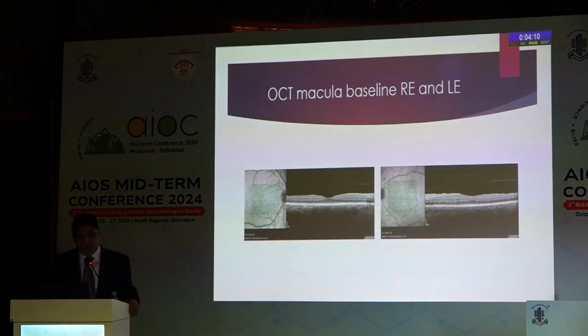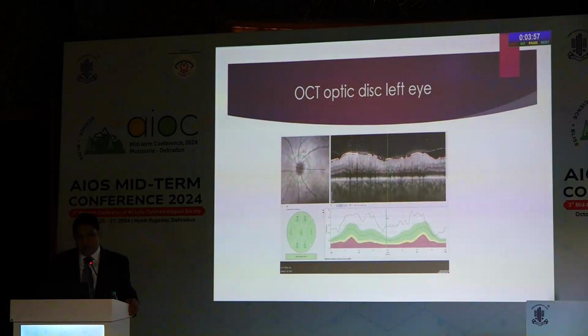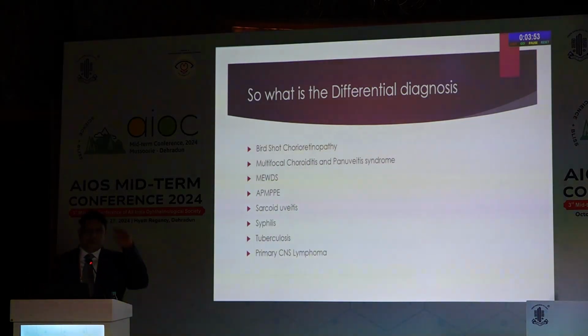And then these are the OCT maculas at baseline, and I don't know whether you can see some of the inflammation in the vitreous in the OCT. That's the OCT of the optic disc in the right eye, which shows some disc swelling in the left eye. So what are the differential diagnoses? It could be birdshot, because of the lesions which are radiating from the optic disc, multifocal choroiditis, panuveitis, MEWDS, sarcoid, syphilis, tuberculosis, which is a differential diagnosis in every posterior uveitis case, and primary CNS lymphoma.